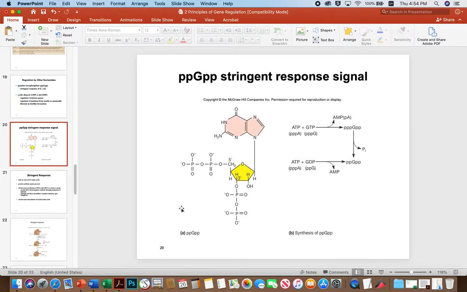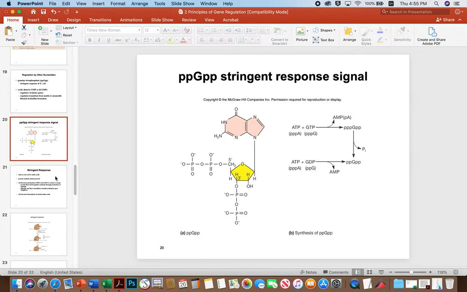As far as the stringent response, through ppGpp, the signal itself is synthesized in a variety of different ways, as indicated in this. You can see that either ATP or GTP can be used to make ppGpp, or ATP and GDP with the concomitant loss of AMP can produce that as well. So here we're losing AMP, and then we lose another phosphate to make that. But anyway, just to give you a sense for how these things are formed, this signal is formed.